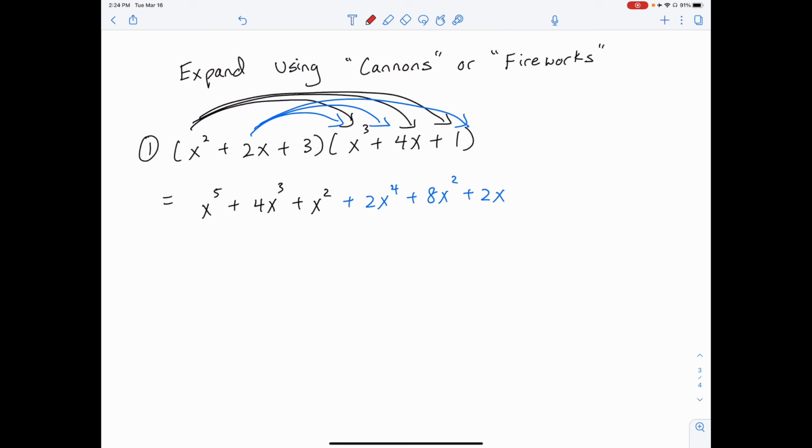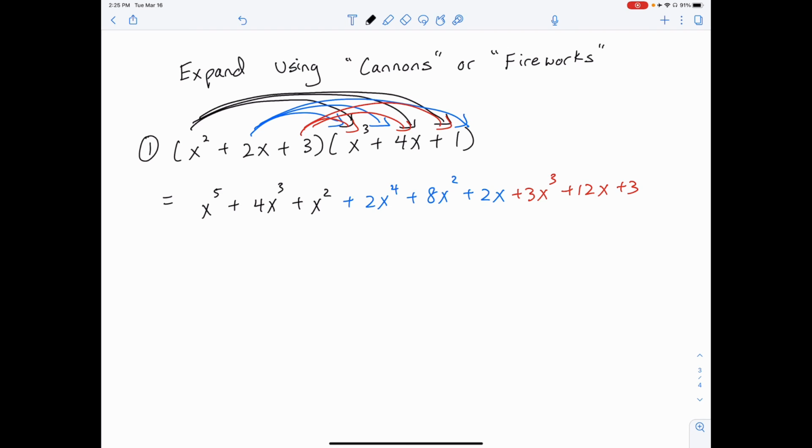And lastly, I now choose 3 as the last cannon, and that's going to hit every single term, again like so. So 3 times x cubed will give me plus 3x cubed. 3 times the 4x will give me plus 12x. And 3 times the 1 will give me the plus 3. So you can see here that if you choose every single term, use it as a cannon, it's going to hit every term in the second bracket. Also, we call it fireworks because it kind of looks like fireworks going off when we end up drawing all these arrows. Same concept. So here, we now need to collect like terms and then simplify to our final solution.